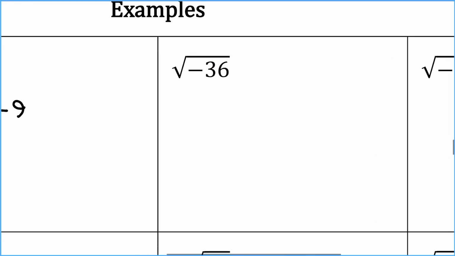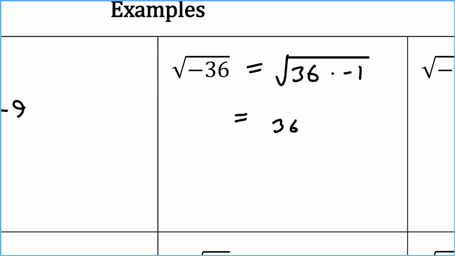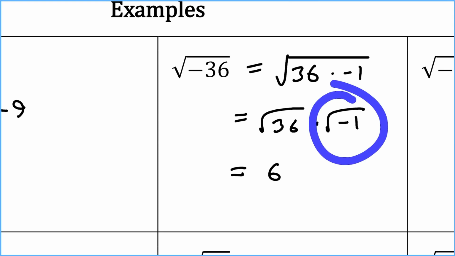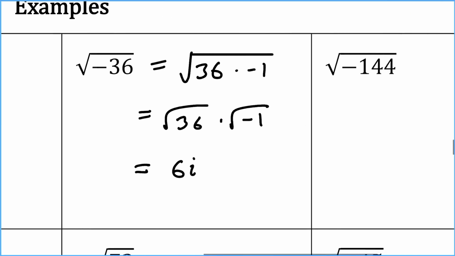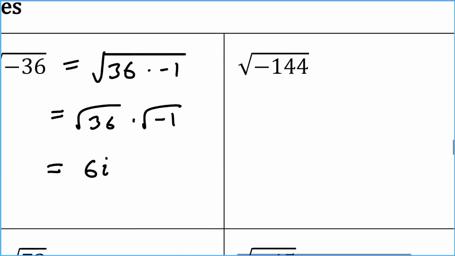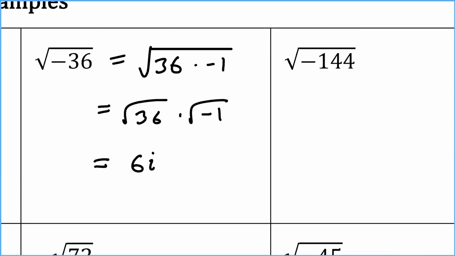How about the square root of negative 36? Again, I'll break this apart. Negative 36 is technically 36 times negative 1. Then we can split this up: square root of 36 times the square root of negative 1. The square root of 36 is 6, and the square root of negative 1 is your imaginary number, i. So the answer here is 6i. Then we get to the square root of negative 144. You do the same work, but this time it's going to be 12i.